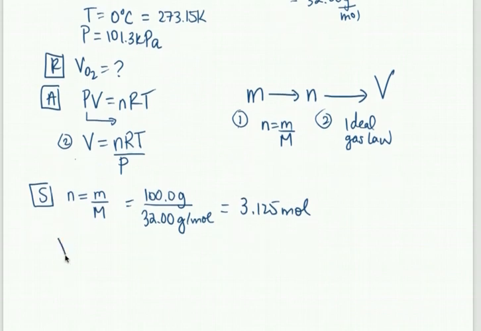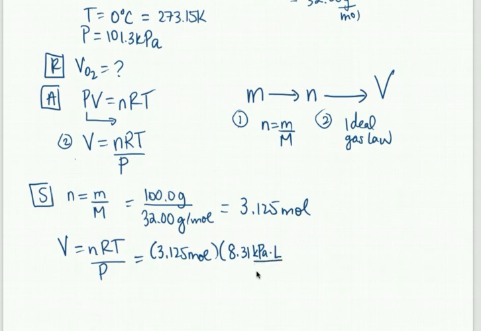From there, we're going to use the ideal gas law formula. We're going to go through and fill everything in. We now know the amount is 3.125 moles. Here's our gas constant, so remember 8.31 kilopascals times liters, all divided by mole kelvins. Then the temperature, which we've already converted to kelvins. There it is. And then we're going to divide all of it by pressure.